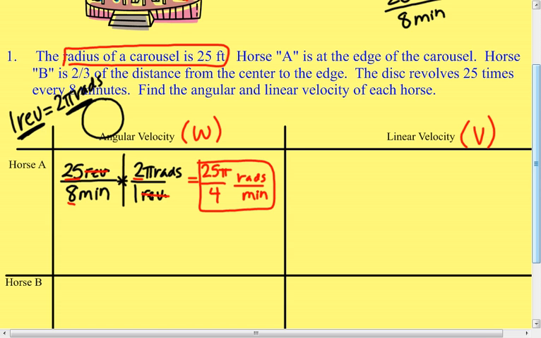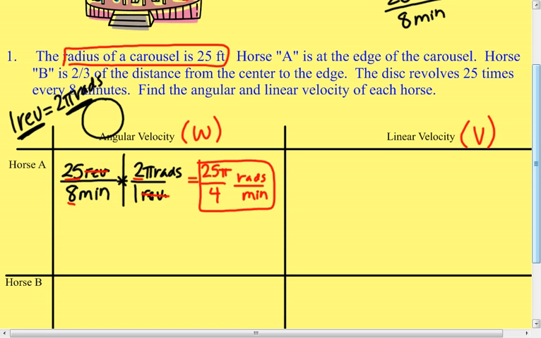I don't know what the decimal value is, but if you get the decimal value, you just take 25 times pi divided by 4. And we could go from there. Okay, then let's think about what else we know. I can then figure out the linear speed for horse A if I want to.